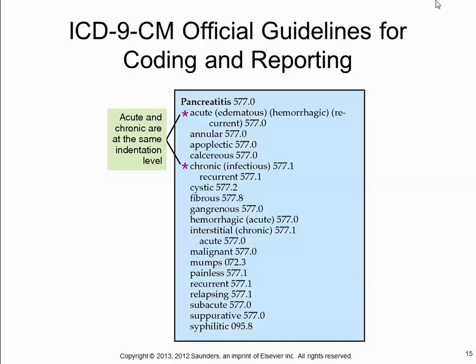Here's what it means. If you have a diagnosis of acute and chronic pancreatitis, you look up pancreatitis and you see that acute and chronic are both at the same indentation level. They both have a code. Acute is 577.0, chronic is 577.1. Then you must code both and sequence the acute first. Okay?